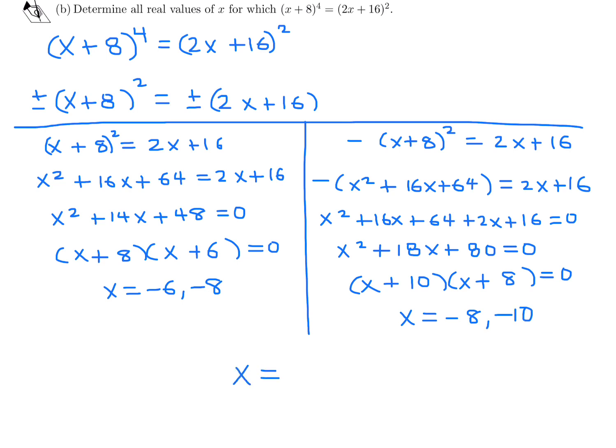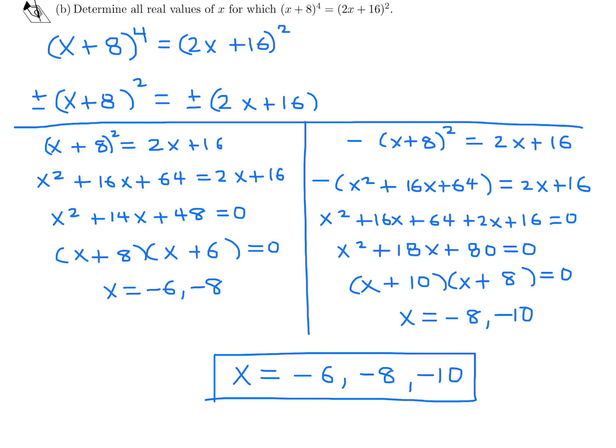So combining these two results, we get -6, -8, and -10 as our possible values of x. And I encourage you to plug them back into this to see if they actually do all work, and they do. So we've got 3 values.